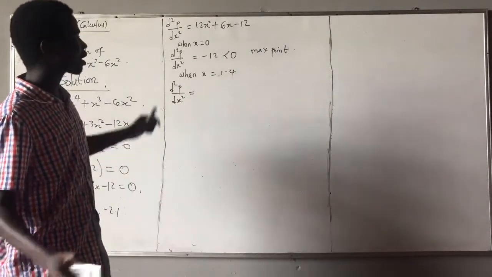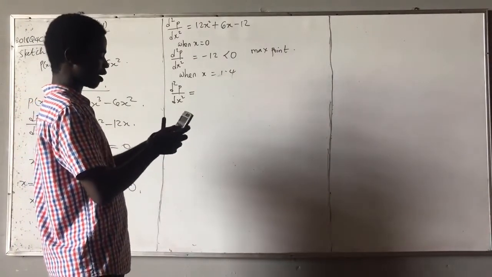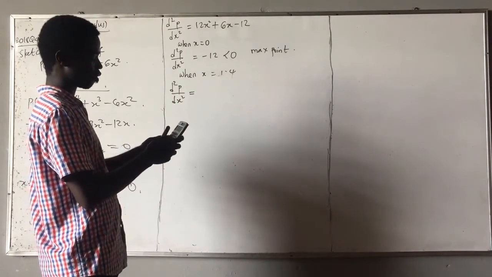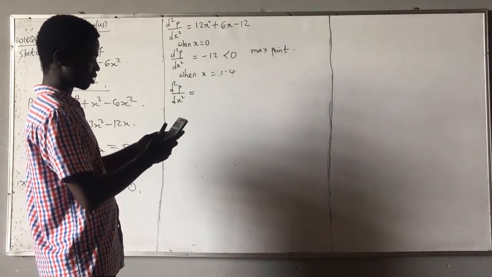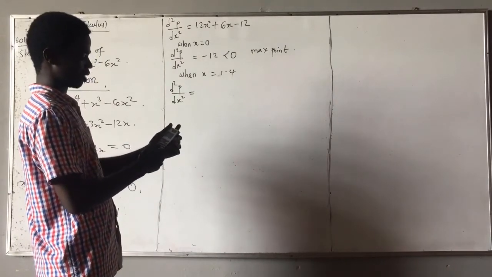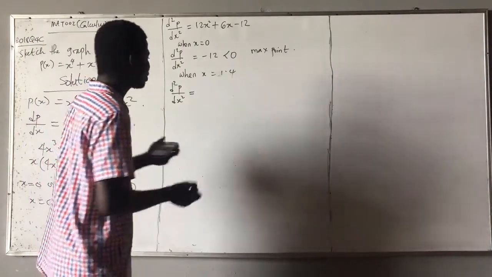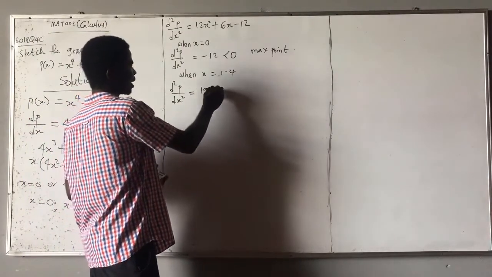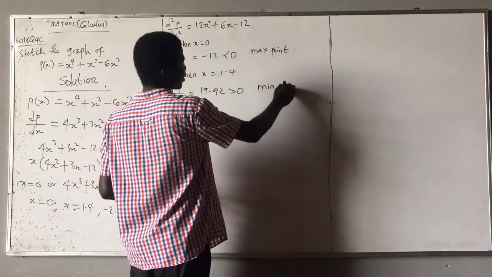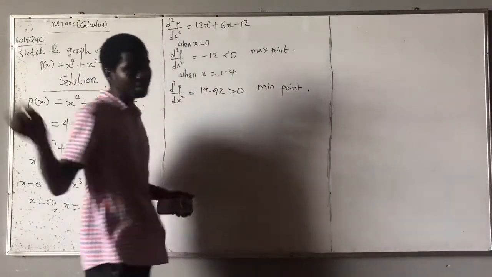You can quickly use your calculator on this. You have 12 multiplied by 1.4 all squared plus 6 multiplied by 1.4 minus 12. The answer is 19.92. 19.92 is what? Greater than 0. This is a minimum point. They call it local minimum.